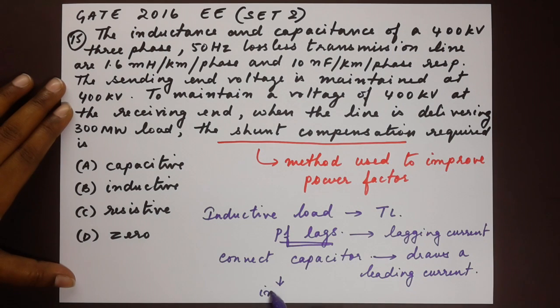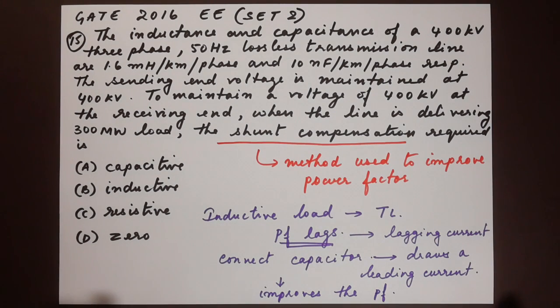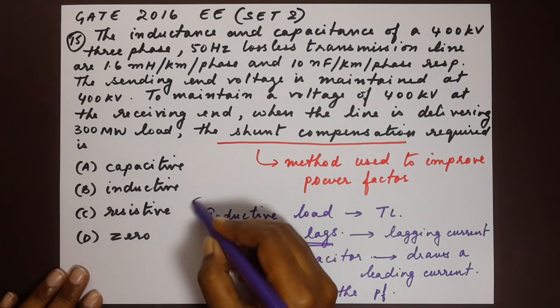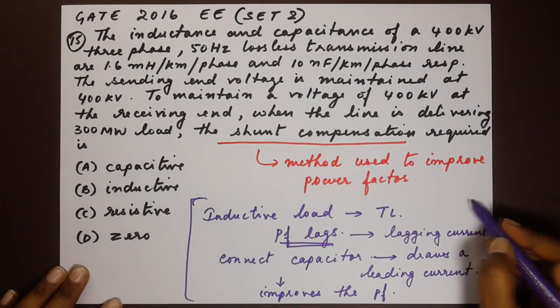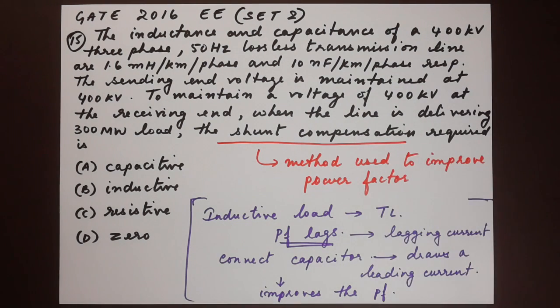So, this is an example of how the system works. If there was an inductive load, then by connecting a capacitor, we would improve the power factor. So, here the shunt compensation is capacitive. Okay, it's an example. Alright. So, now we have to figure out for the question given to us.